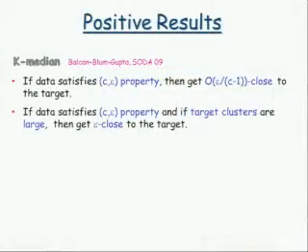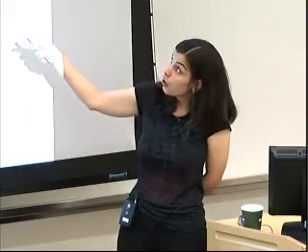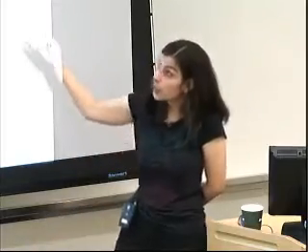All right, and let me now give examples of results and what we can show on this framework. So for instance, here is an example of a result. We can show that for the k-median clustering objective, if the data satisfies the C-epsilon property, then we can get order of epsilon over C minus 1 close to the target clustering. And moreover, if the target clusters are sufficiently large, we can even get epsilon close to the target clustering.